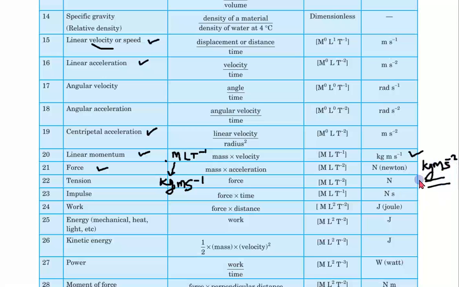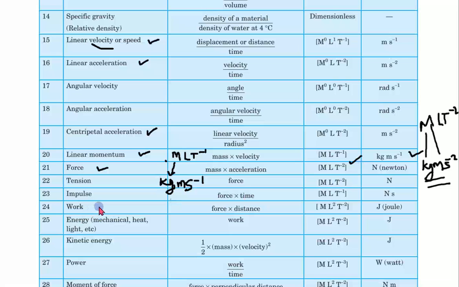It is the unit, and here are the dimensions. The dimensions are M L T minus 2. M, kg is mass, m is L, second is time, minus 2. So this one is M L T minus 2.